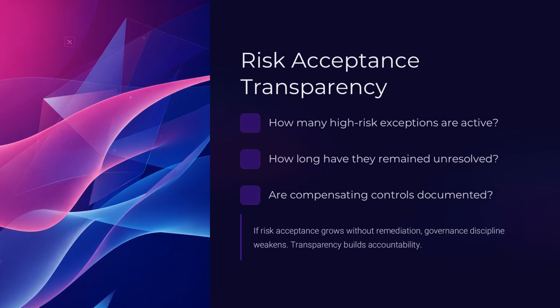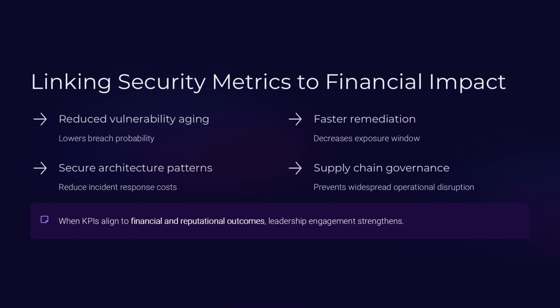Another important metric is risk acceptance volume and aging. Ask yourself, how many high-risk exceptions are active? How long have they remained unresolved? Are executives aware of significant exposures? Are compensating controls documented? If risk acceptance increases over time without remediation, governance discipline weakens. Transparency builds accountability.